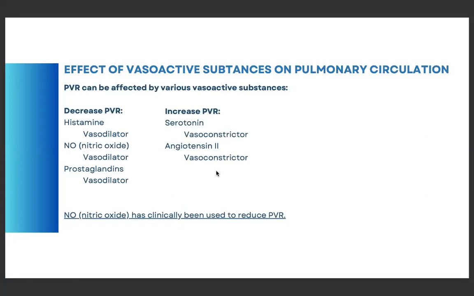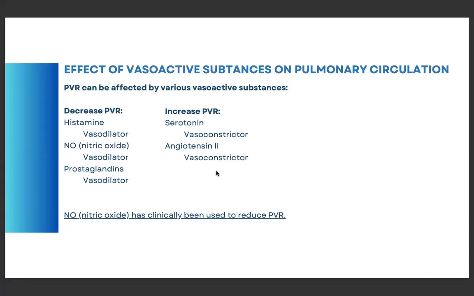Then we have nitric oxide. Now, nitric oxide is a powerful vasodilator and is particularly important in regulating blood vessel tone. So again, in pulmonary circulation, nitric oxide causes vasodilation, reducing pulmonary vascular resistance and improving the blood flow, just like histamine. Lastly, we have prostaglandins. Now, prostaglandins have many diverse effects, but some of them can act as vasodilators.